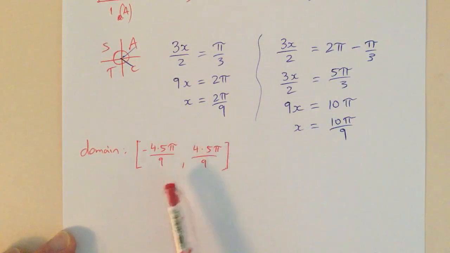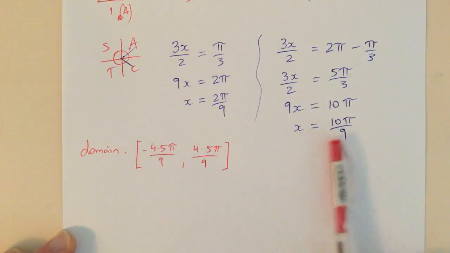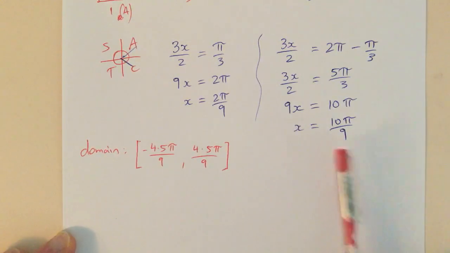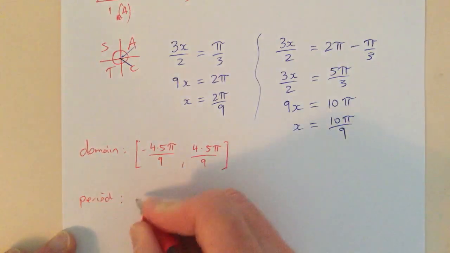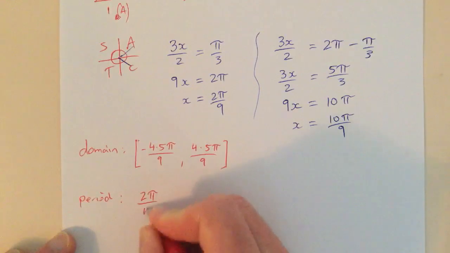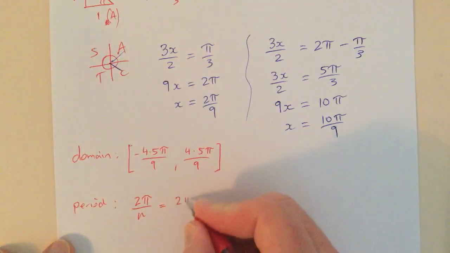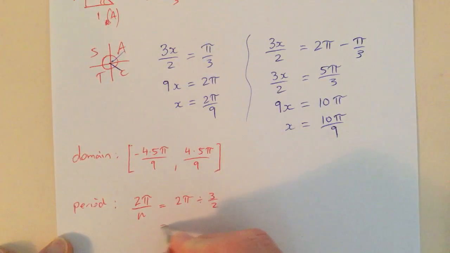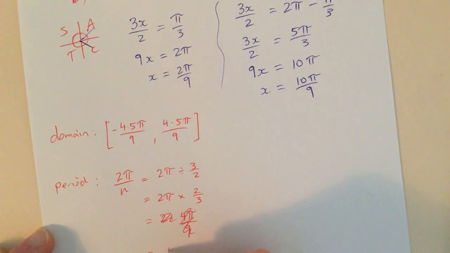So straight away, 2 pi on 9, yep, that's in this domain. It's between those two values. 10 pi on 9 is not. So that's not going to be one of our final answers, but we might need it to find other answers. And the period here, we know it's always 2 pi over n. In this question, that's 2 pi over 3 on 2. So 2 pi divided by 3 on 2, which is really 2 pi times 2 on 3. And our period then is, that's 4 pi. Oh, made a real mess of that. It's 4 pi over 3.